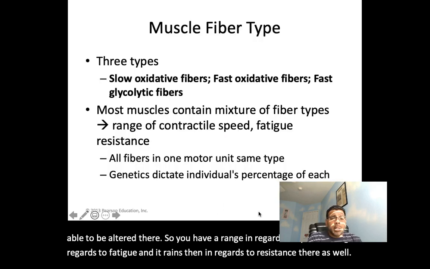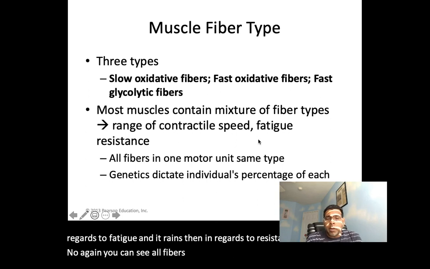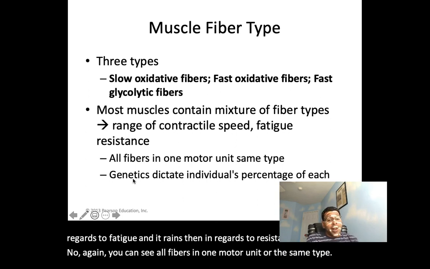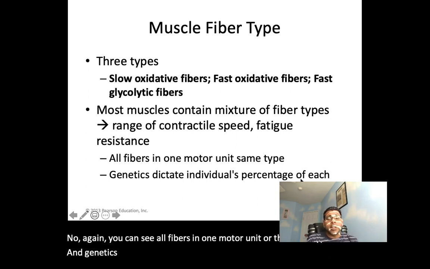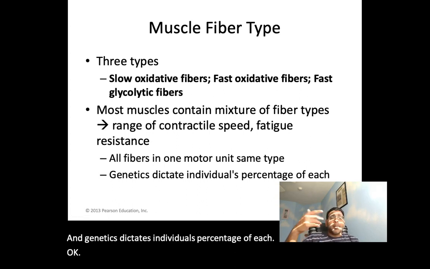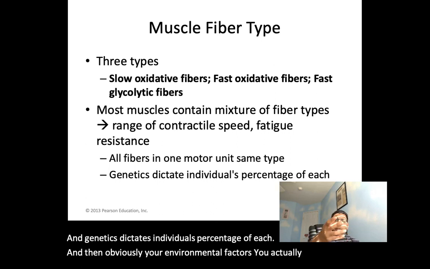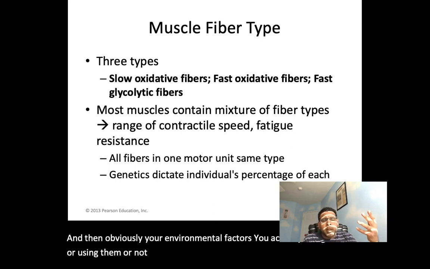Now again, you can see all fibers in one motor unit are the same type. And genetics dictates an individual's percentage of each. And then obviously environmental factors, you actually doing exercise or using them or not utilizing them, is going to be another factor, right?